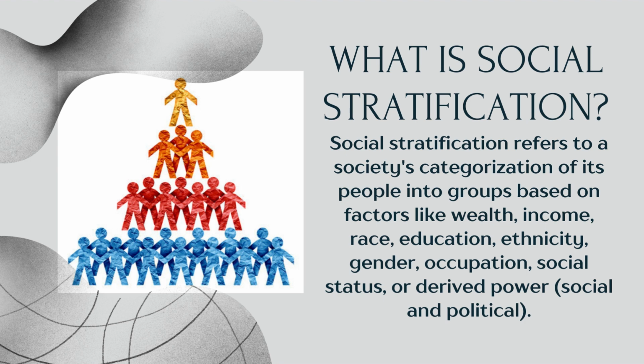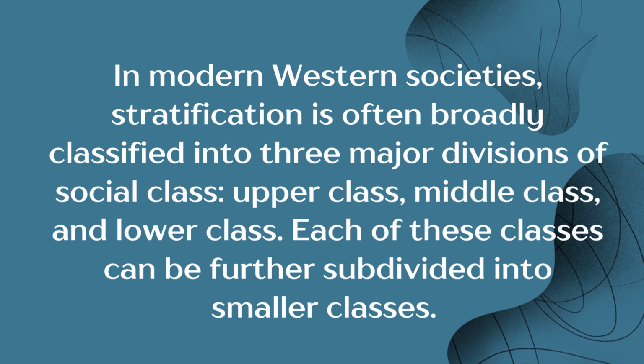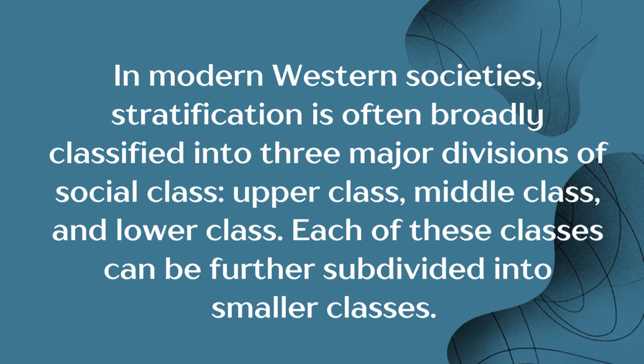income, race, education, ethnicity, gender, occupation, social status, and derived power. In modern Western societies, stratification is often broadly classified into three major divisions of social class: the upper class, middle class, and the lower class. Each of these classes can be further subdivided into smaller classes.